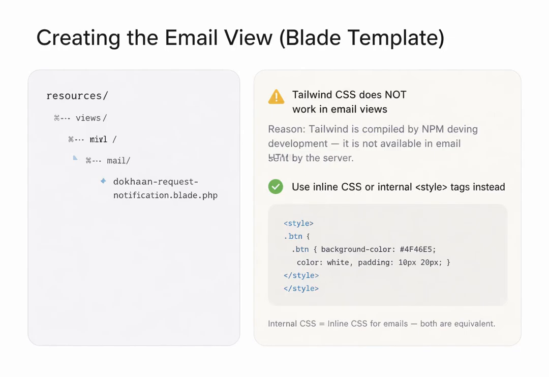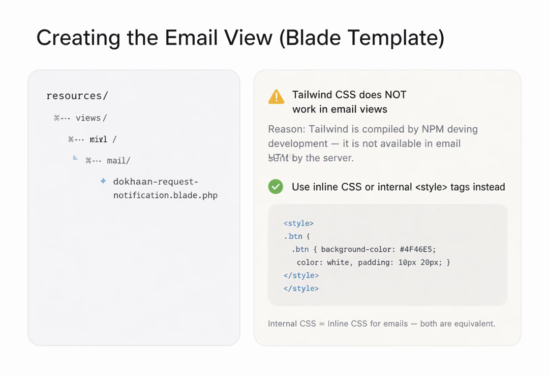To define what the email actually looks like, you need to create a Blade view file. Inside your resources/views folder, create a new folder called mail. And inside that, create a file named shop-request-notification.blade.php. The name must match exactly what you put in the mailable's content method.